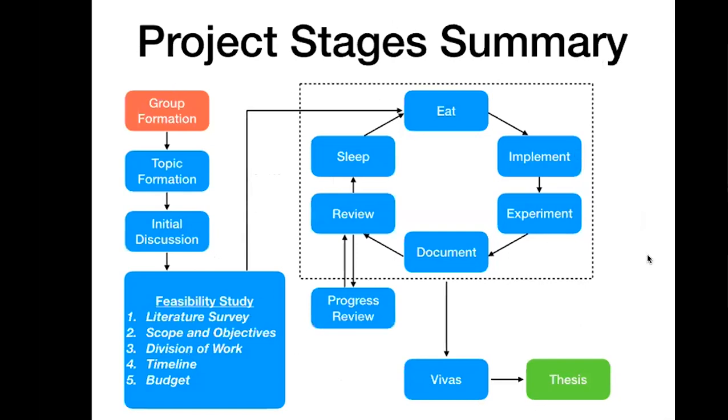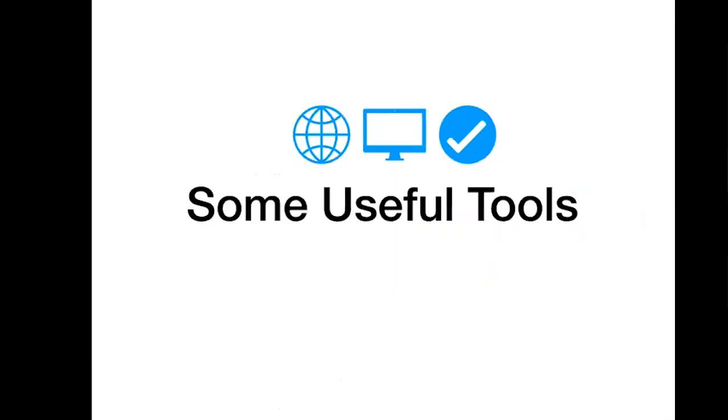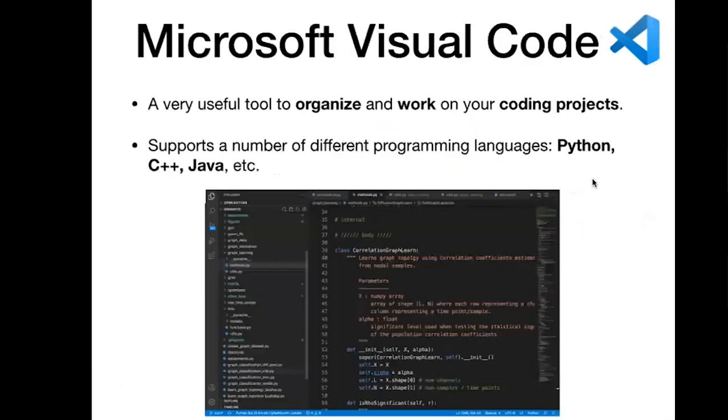So I will skip through this quickly to move to the next slide, which is to talk about some useful tools. The first one is primarily intended for coding projects, especially when you're working with a project involving Python, C++, Java, etc. Microsoft Visual Studio Code is a very nice platform for you to organize your work in a project where you primarily work on programming. And also, when talking about programming, be sure to learn some Python, because Python is highly useful, and it's a very flexible and very popular language in the current world.